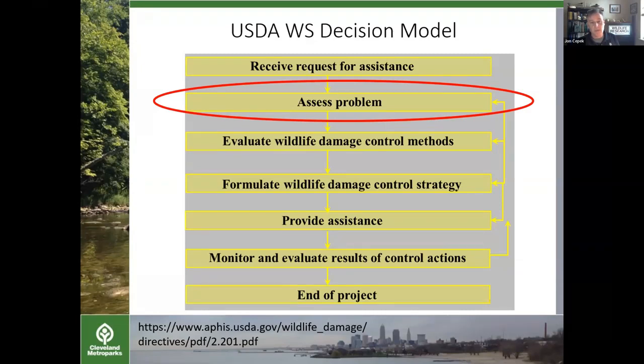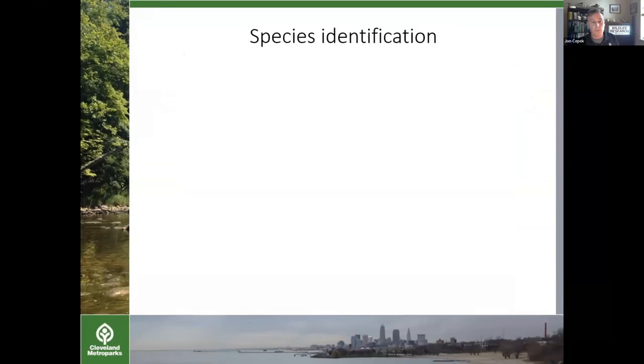So in my opinion, this second step is the most important: to assess the problem. This is an important thing because often it is not a problem, but rather someone who may not understand or are scared of wildlife, especially in urban areas, and I'm going to talk about this, or misidentification of species. So let me talk a little bit more about this as well.